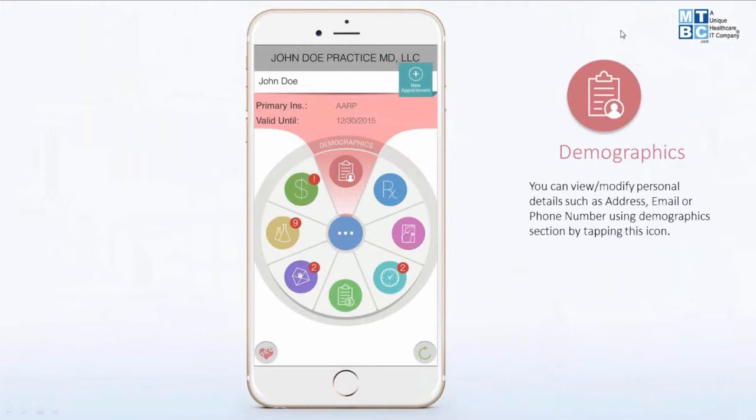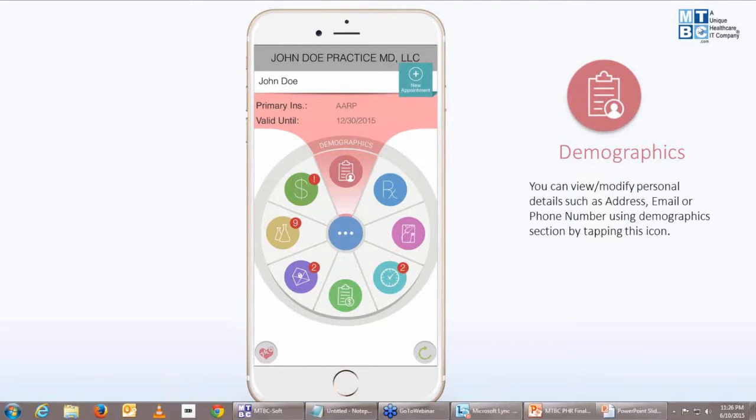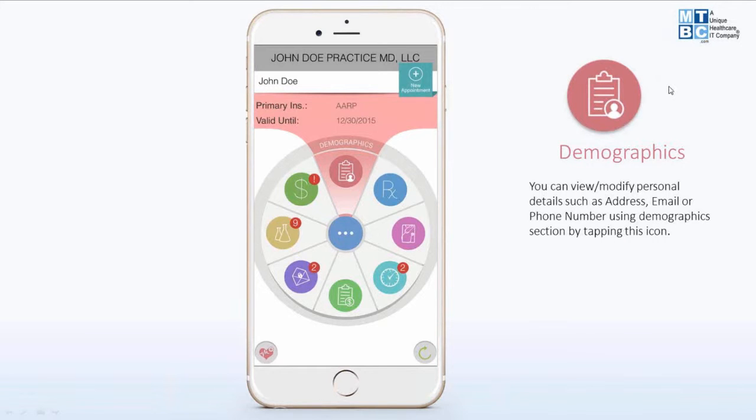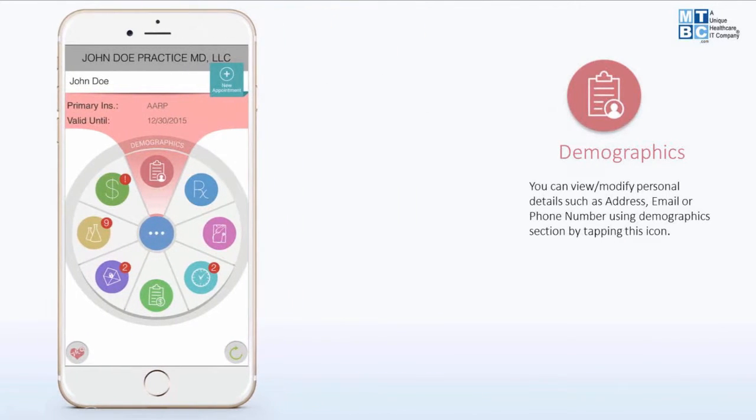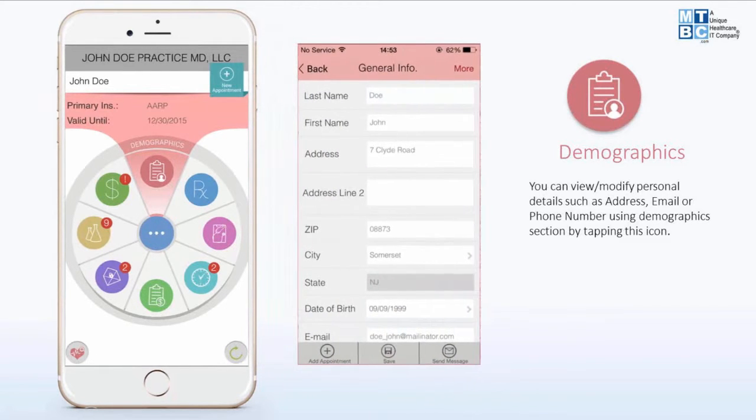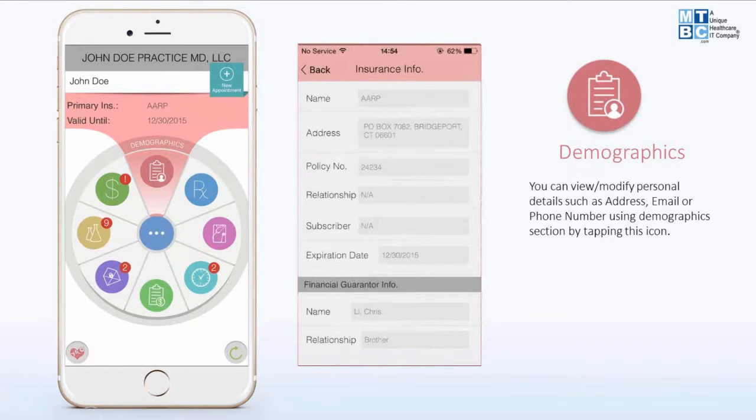Now, once the patient hits the demographics tab, he will be able to view or modify his personal details, such as the address, email, or the phone number. Let's say the patient has tapped the demographics icon. He will be able to view his first name, his last name, his entire complete address, along with the city, state, and zip code. His date of birth will also be made available within the demographics section. Now, if the patient decides to tap on the More button that has been enabled on the top right corner of the screen, he will be able to view his insurance information.